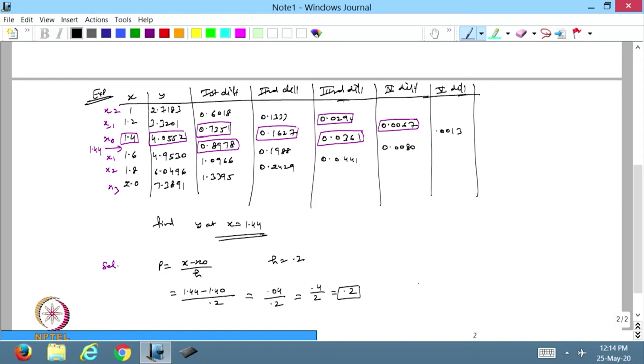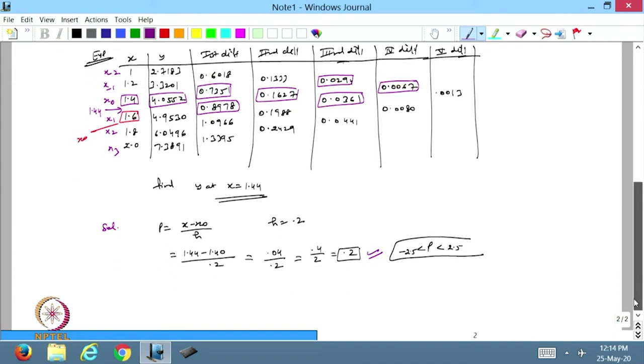My p should lie between minus 2.5 and 2.5, so it is satisfying here and I can apply this one. Somebody can choose this as x naught. In that case, if I choose this x naught, then the value of p will be negative. So everything depends upon which value we are using. In this case, I will use this value, and this value is also okay.